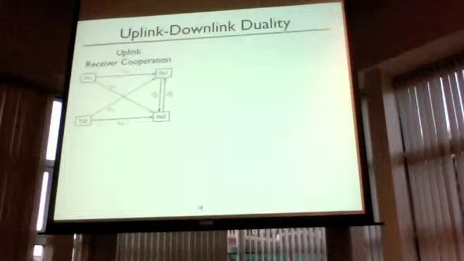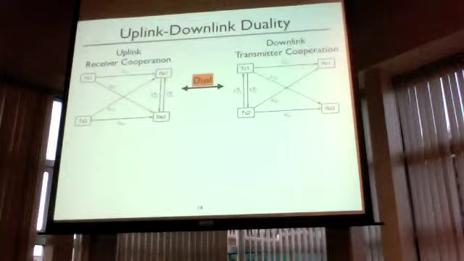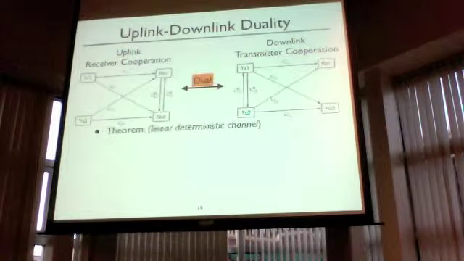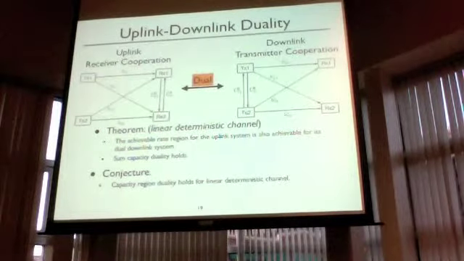So in this kind of observation, we have uplink-downlink duality like this. It's very simple, you just reverse. For the uplink receiver cooperation, we can derive the corresponding dual downlink channel. You reverse every arrow, take the conjugates of the channel gains, and exchange the receivers and the transmitters, and then you obtain the downlink transmitter cooperation channel. Okay? And there's a theorem that in the linear deterministic channel, there's a downlink and uplink duality among the capacity regions, and we're conjecturing that it's also true in the Gaussian channel.